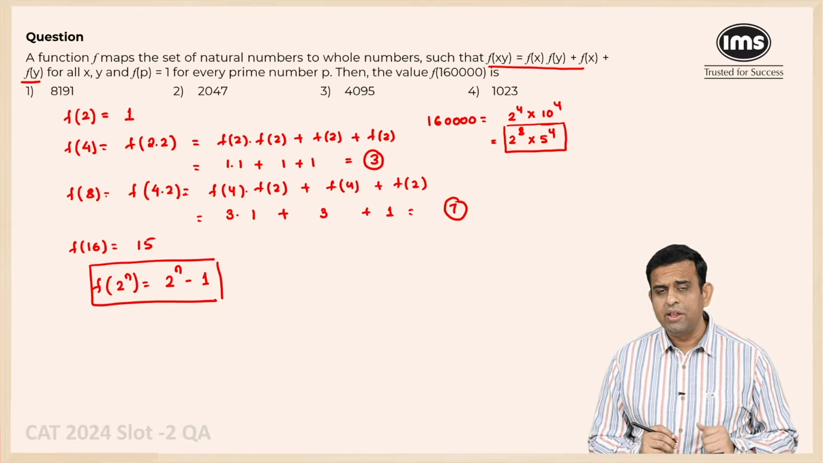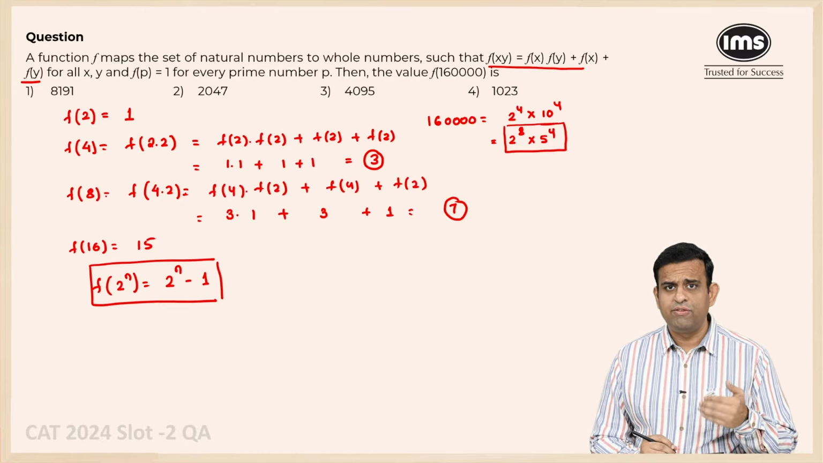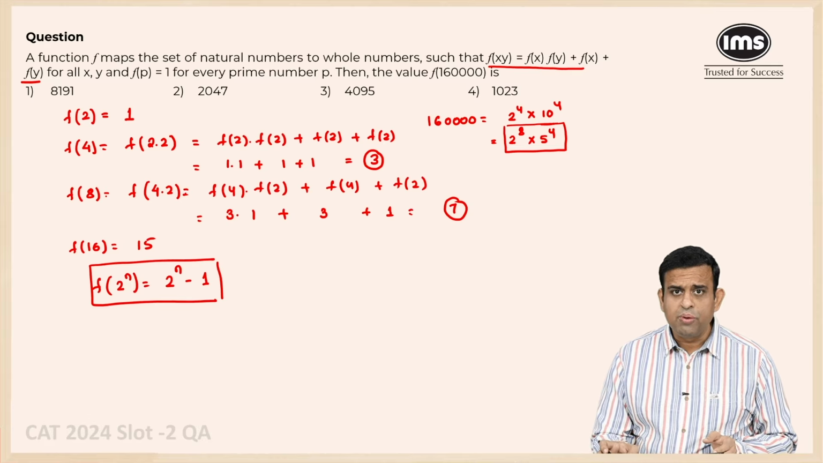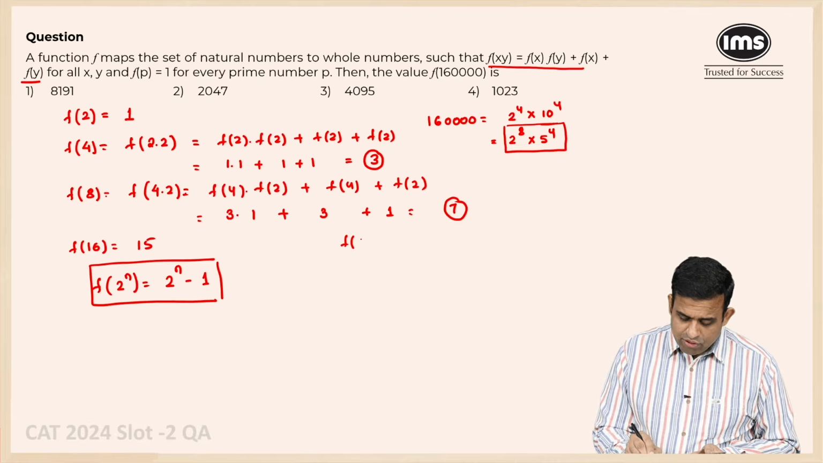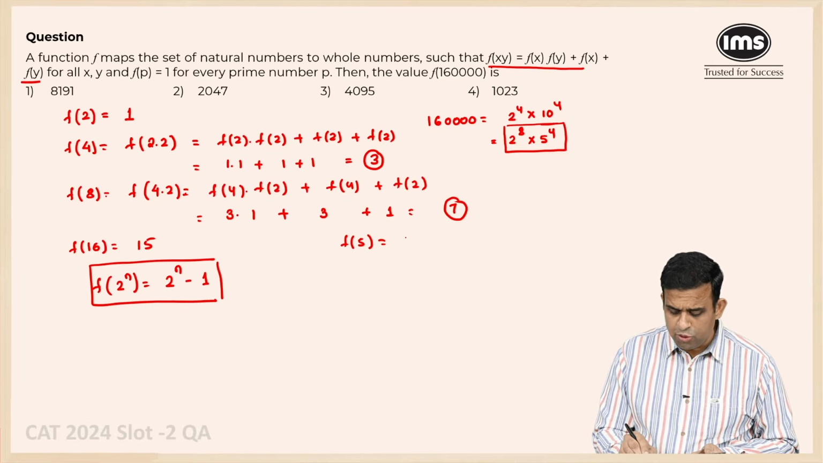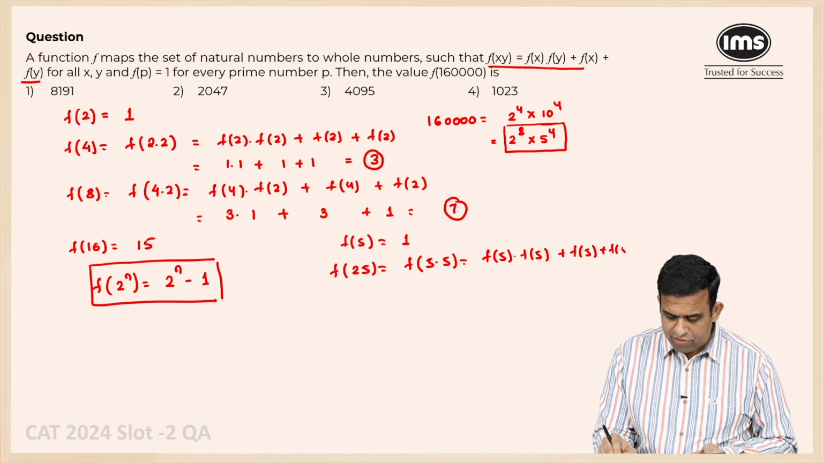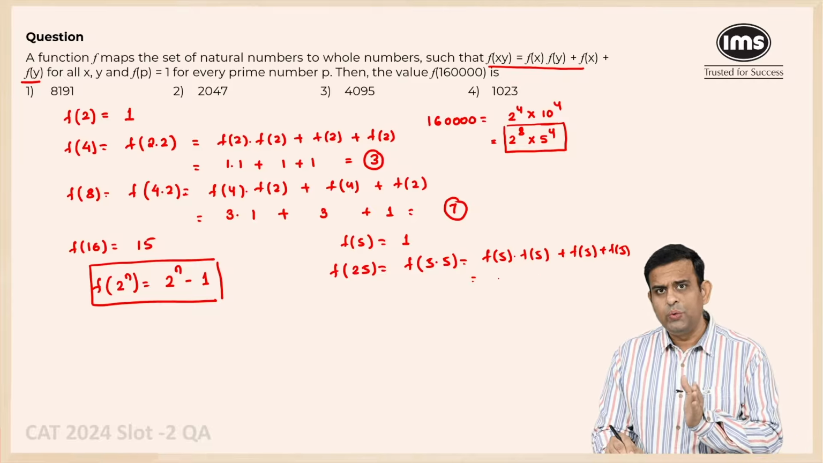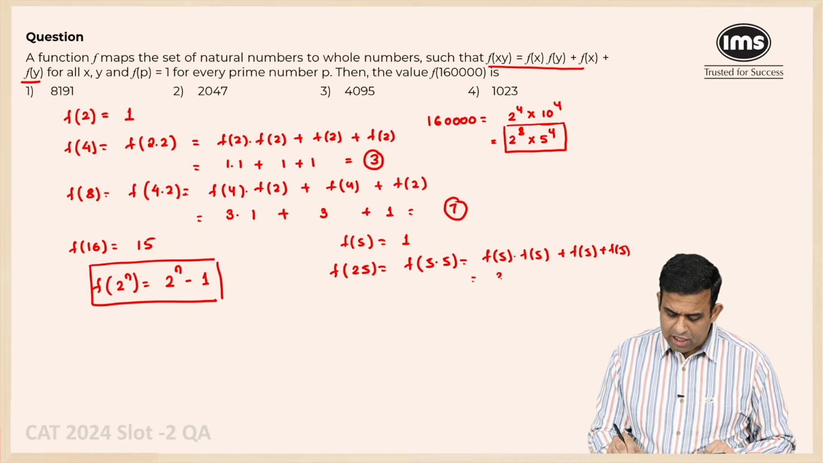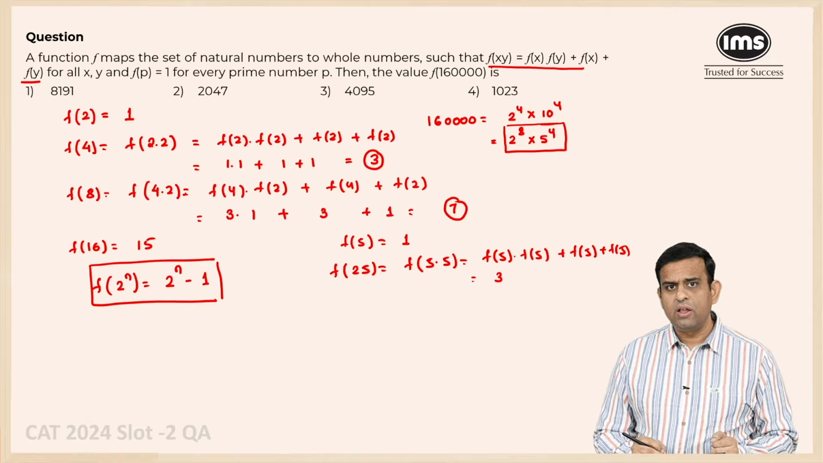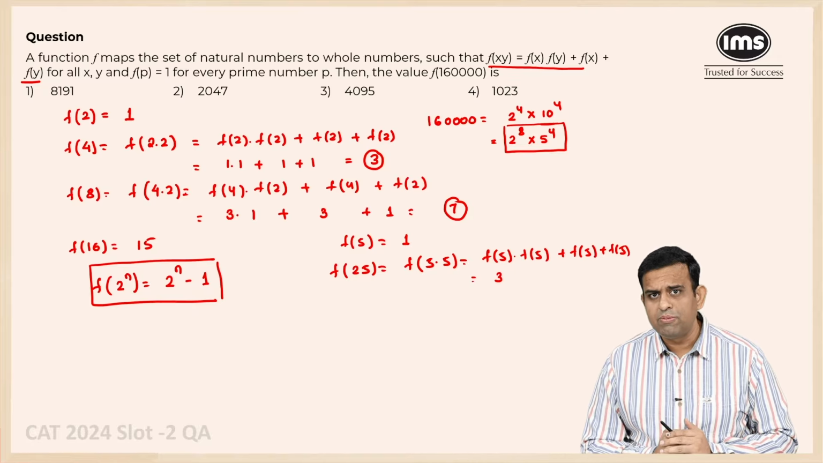Now what is going to happen in case I find out the value of f of 5, f of 5 square and so on? That is going to be very crucial. So understand f of 5, since 5 is a prime number, should be equal to 1. Now what about f of 25, which one can say is f of 5 into 5, is going to be equal to f of 5 into f of 5 plus f of 5 plus f of 5, and this thing 1 into 1 plus 1 again becomes equal to 3. So understand the value of f of 25 also happens to be 3.